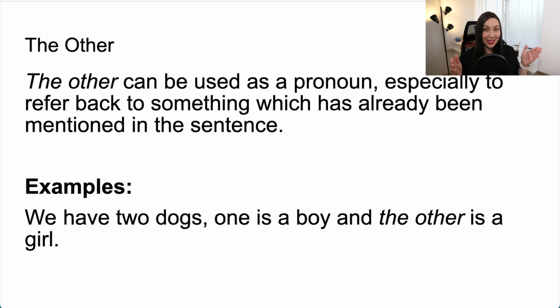One is a boy and the other is a girl. So we have this sentence. We have 2 dogs. So that's the information we have at the beginning. We have 2 dogs. One is a boy. The other, referring back to the dogs, is a girl. Okay?